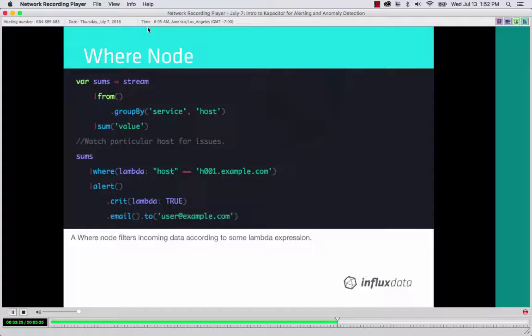And then once we have that, we can add sort of additional conditions onto that. We want to sum something where host is equal to h1 example.com. So anything that has hosts h001 example.com, we want to sum the values together and issue an alert for anything to this. So where nodes filter incoming data according to some Lambda expressions. Important thing to note there.